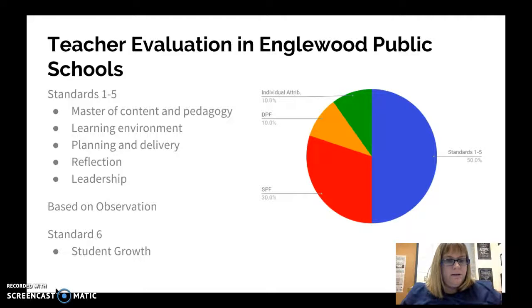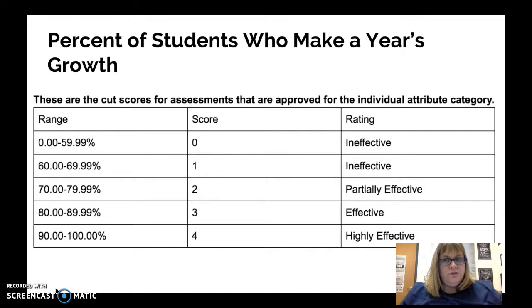So teachers create a personal, professional goal based on student growth about what they want to see in their classrooms. And they have to show that 70% of their students or more make a year's growth in a year in order to not be rated ineffective. So if they are between 70 and close to 80, they're rated partially effective. Between 80 and almost 90, they're effective. And 90 to 100% of their students make a year's growth in a year, they're rated highly effective.